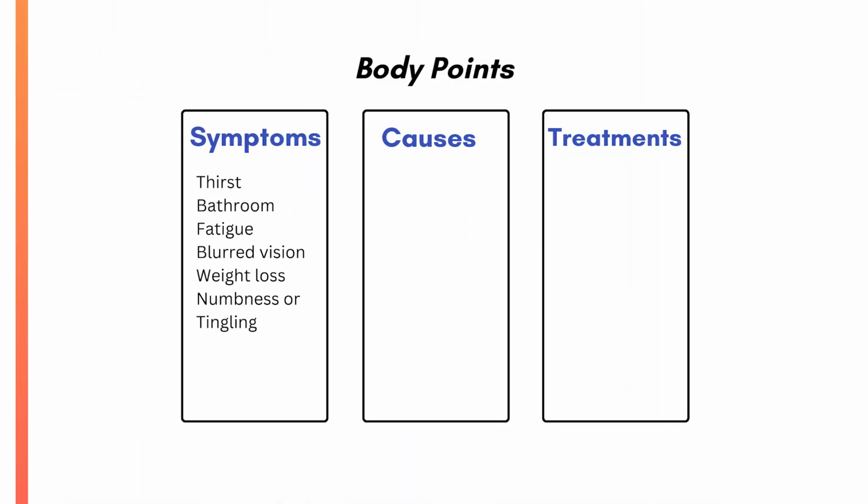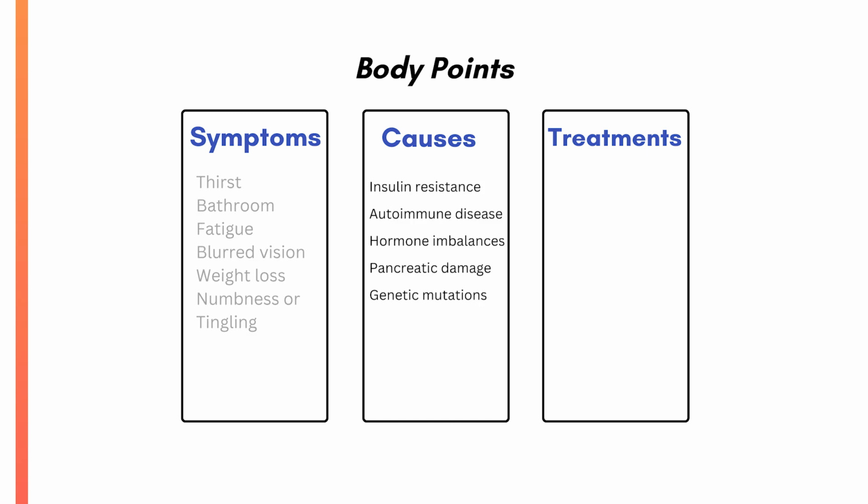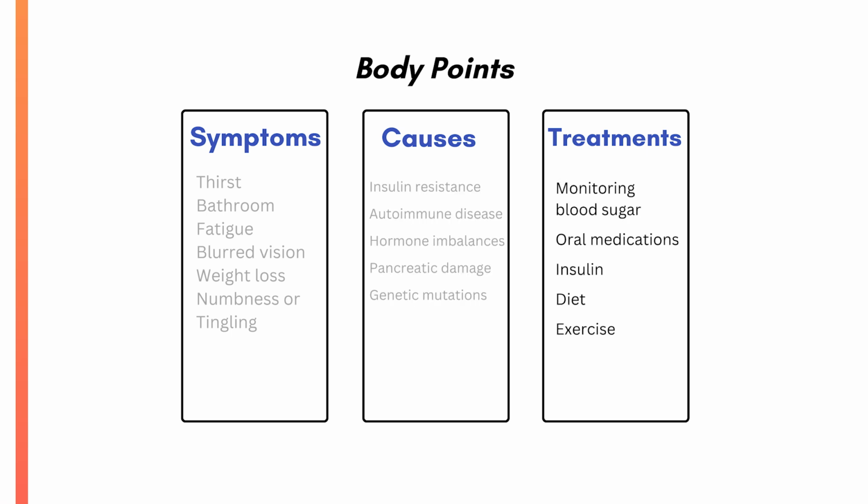Let's look at an example, and I'll show you that this is really just a repackaged persuasive message. For example, you go to the doctor to discuss some symptoms that sound like diabetes: increased thirst, more frequent trips to the bathroom, fatigue, blurred vision, unexplained weight loss, and numbness or tingling in the hands and the feet. Some of the causes are insulin resistance, autoimmune disease, hormone imbalances, pancreatic damage, and genetic mutations. The treatments would be monitoring your blood sugar, oral medication, insulin, diet, and exercise. Google almost any medical condition and you'll see the results explained using symptoms, causes, and treatments as a schema.